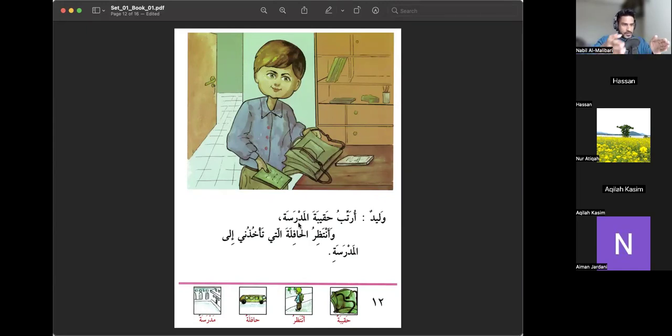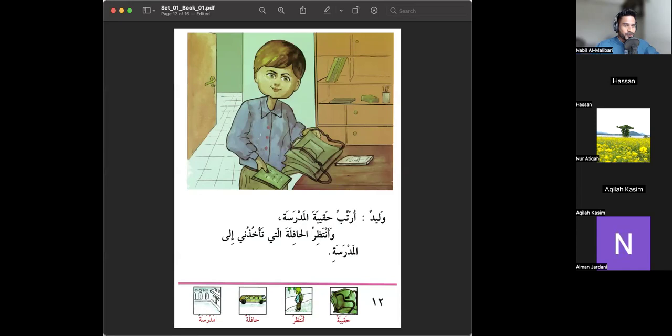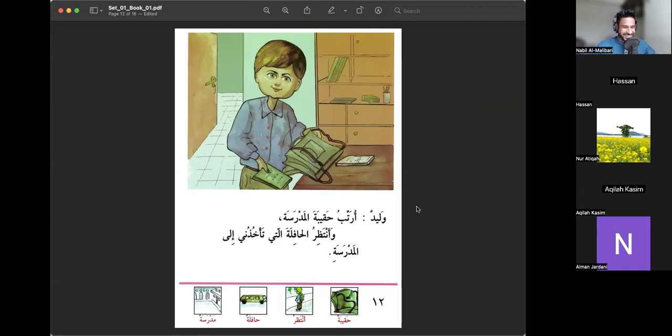As we progress in the course, inshallah, by the time you finish year one, most of the books that we're going to read in year two will be in Arabic. Even the lessons will be conducted by me fully in Arabic. I will not allow English.